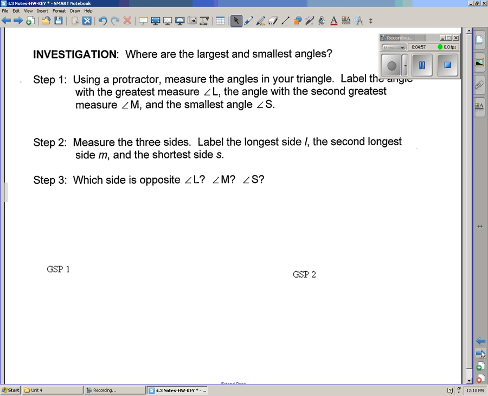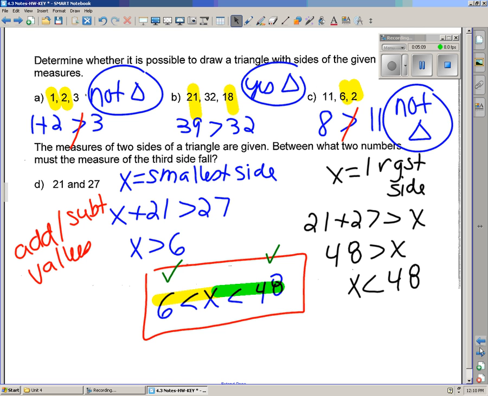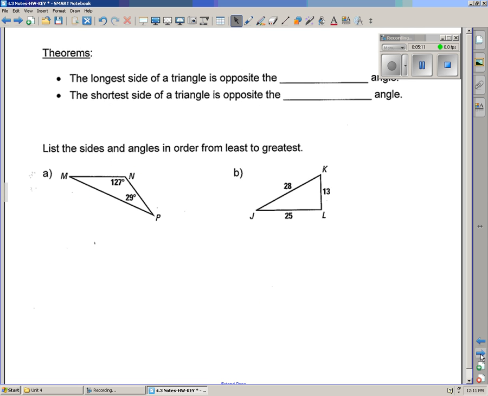There's an investigation that we're not going to be doing today, but I'm just going to explain this to you. How do you find the largest and smallest angles? Well, the angle relationship has something to do with the sides, and I think it would make a lot of sense that the longest side of a triangle is always going to be opposite your longest or your largest angle.